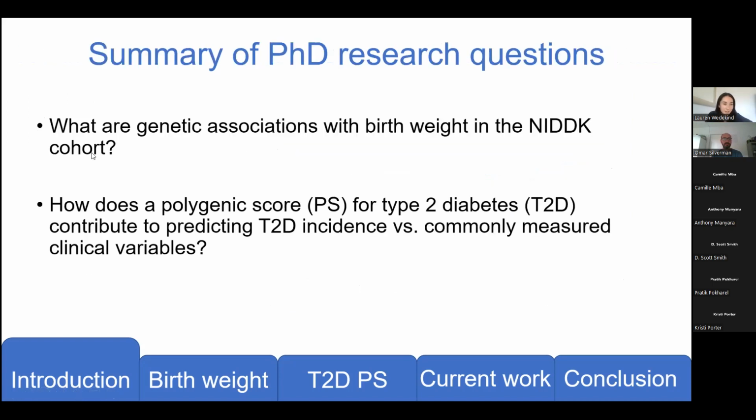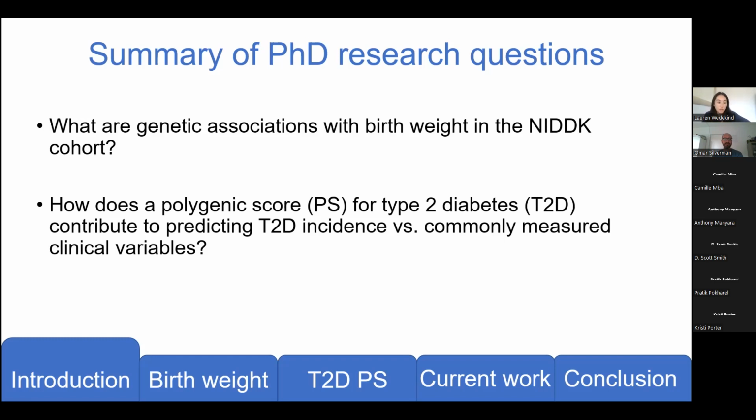So this is, like Omar said, just a summary of a couple sub-projects within my PhD research. And I just wanted to summarize this directly under this birth weight diabetes umbrella. And number one is, this question was, what are the genetic associations with birth weight in the NIDDK cohort?